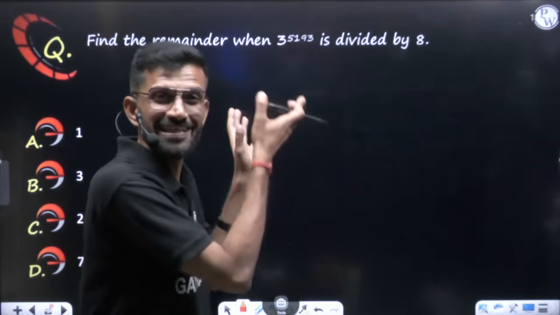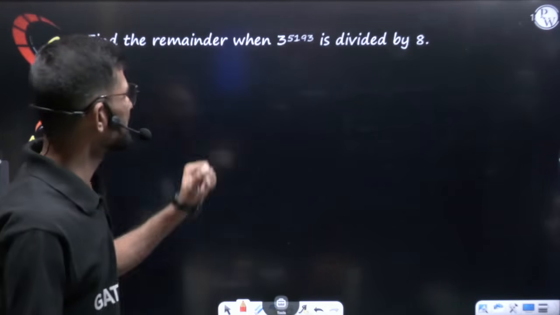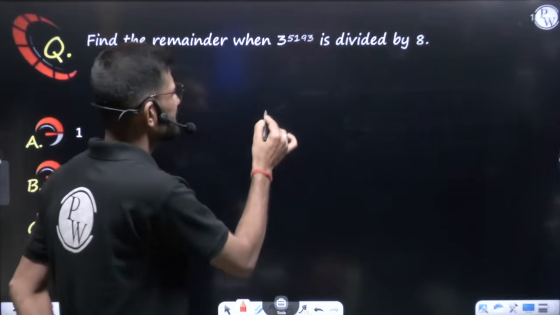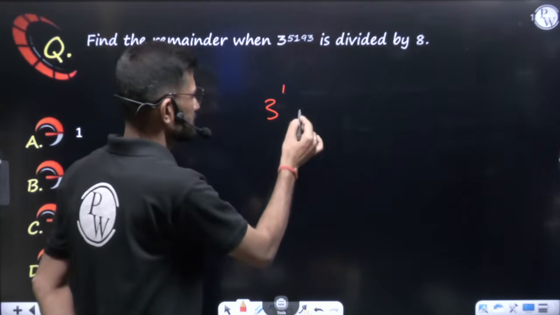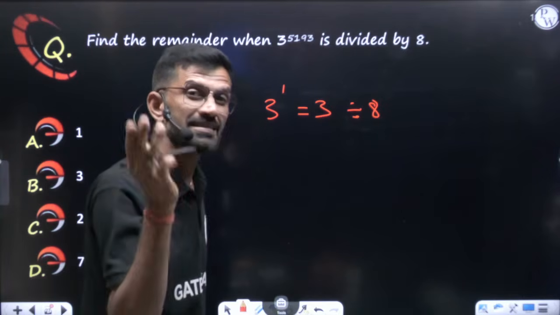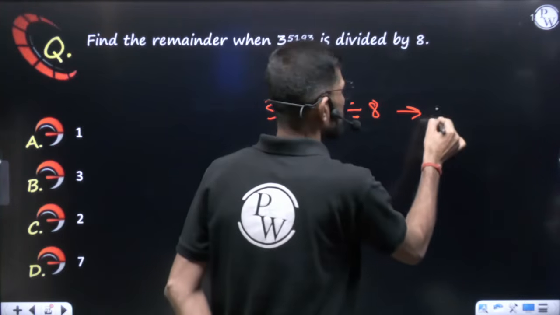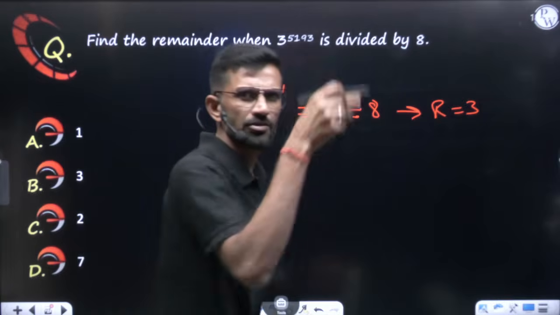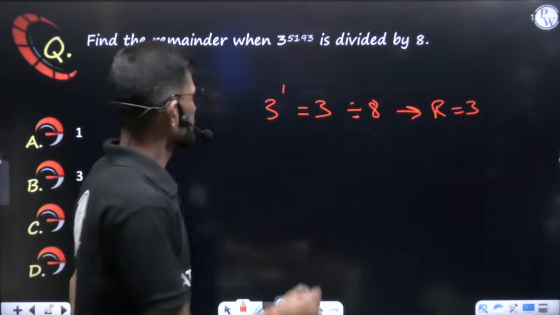Once I start explaining, you'll understand. Okay, this much only. See, what we have to do? 3 power 1, that is 3. When 3 is divided by 8, remainder will come how much? Obviously, 8 zeros are 0. Remainder will come 3.